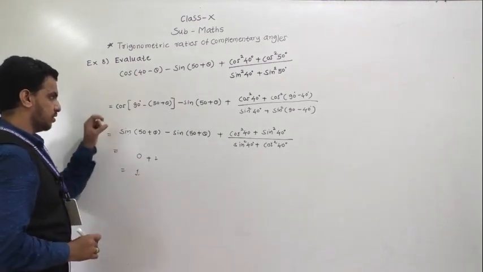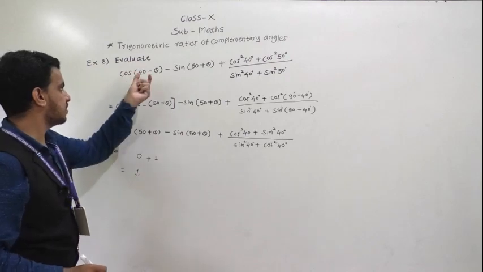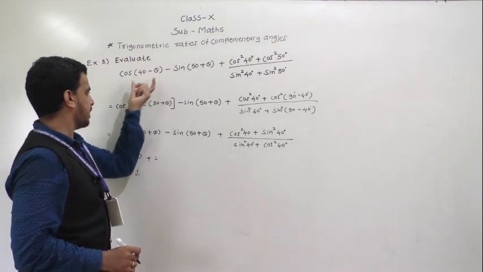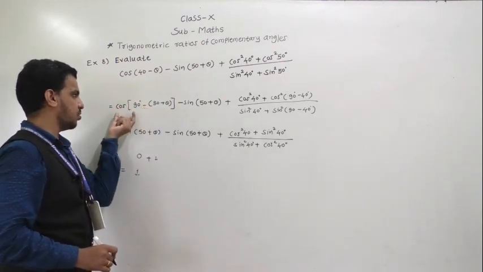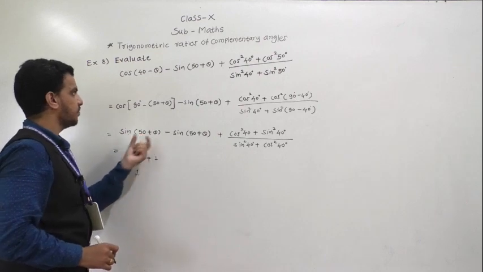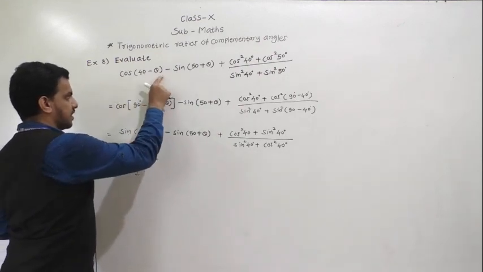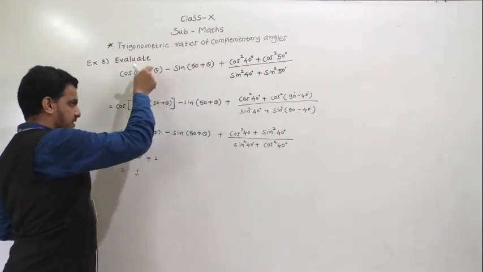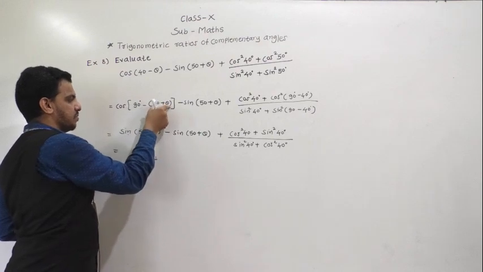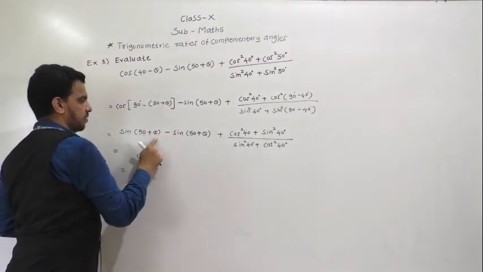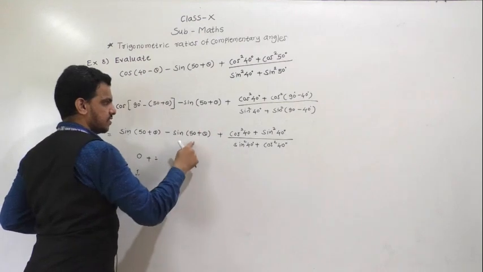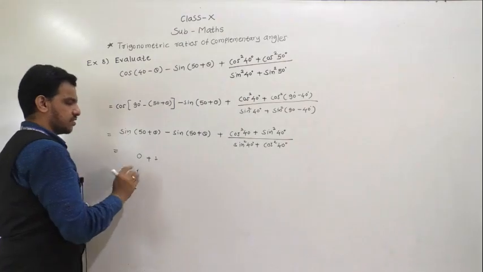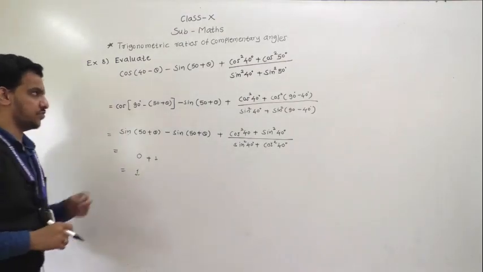Okay, so in this example, the main thing is to replace this cos (40 minus theta) by cos of (90 minus (50 plus theta)), and cos (90 minus theta) is sin theta. Here 40 minus theta and 50 plus theta, these two are complementary angles. So 40 minus theta we have to replace by 90 minus (50 plus theta). Okay, so sin of (50 plus theta) minus this as it is, and the answer will come as 1. So 0 plus 1 is 1. Okay, now we will take the last one.